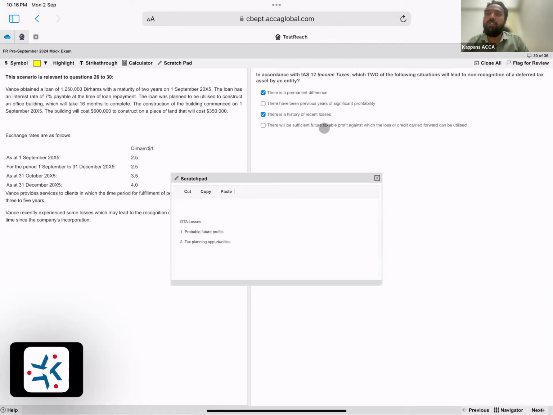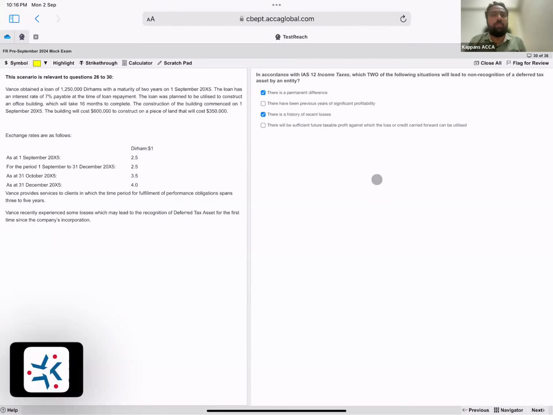There will be sufficient future taxable profit. That means you can record a deferred tax asset if there is profit. So which two of the following will lead to non-recognition of deferred tax? Options A and C are the answer. So we have solved the entire Section B of the pre-September 2024 mock exam.